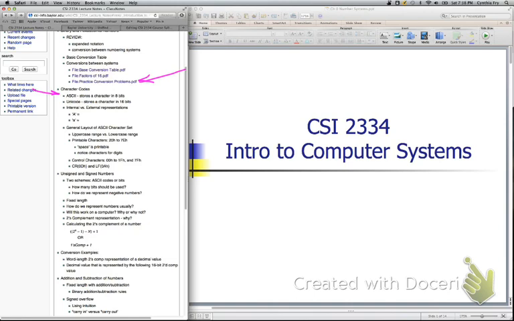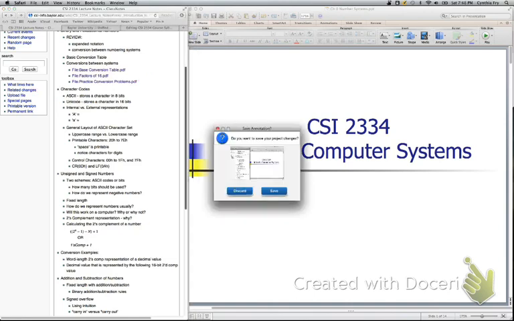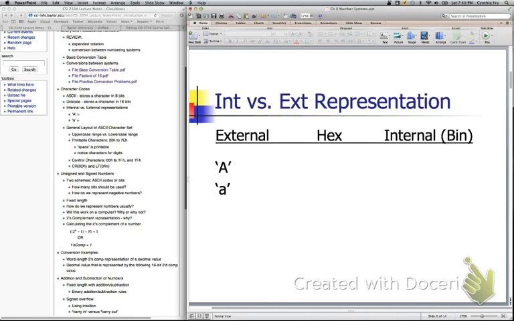ASCII is sufficient for us because ASCII is really all that we need for what we're going to do. So ASCII is what we're going to use. And let me just make a note here. ASCII is 8 bits. So in binary, 2 to the 8th means I have 256 different characters that can be represented.